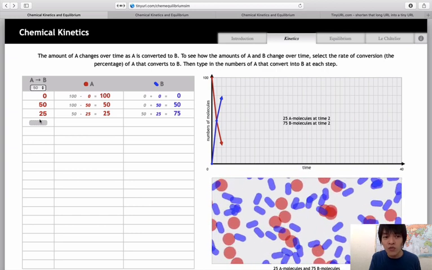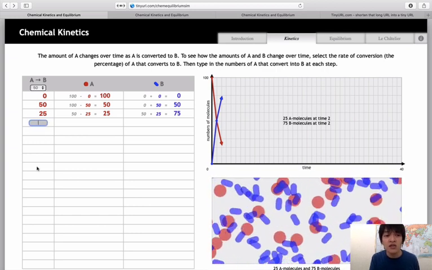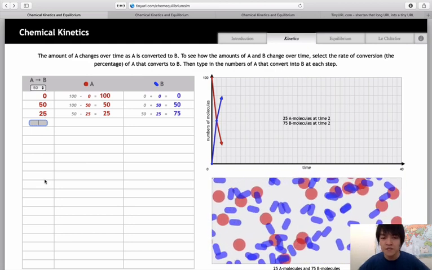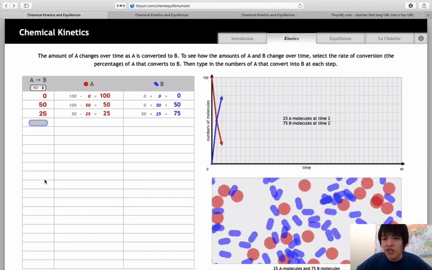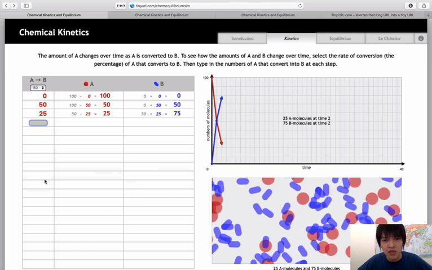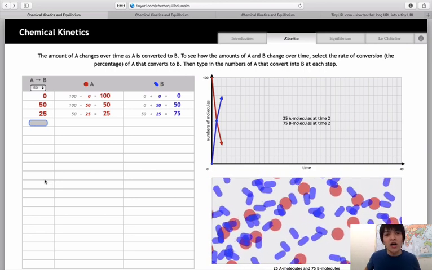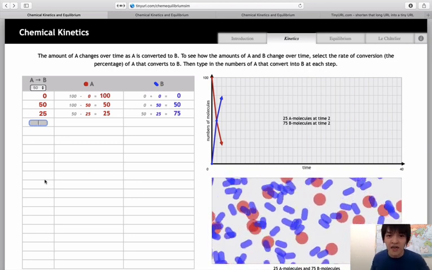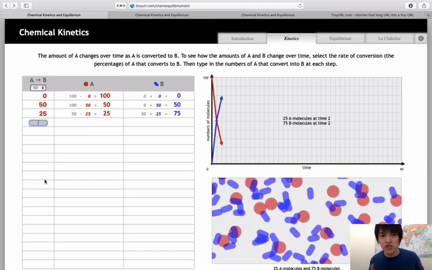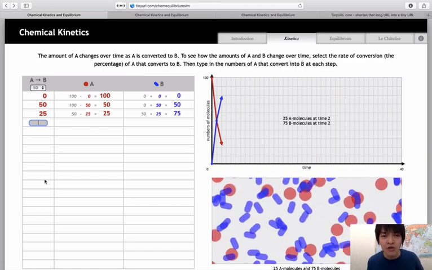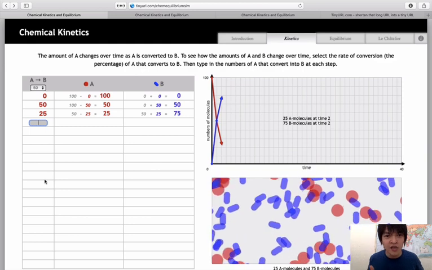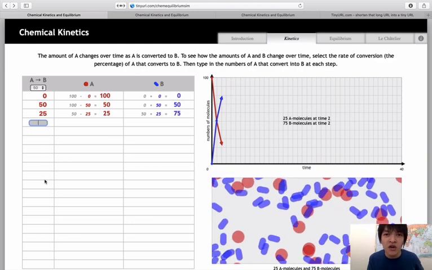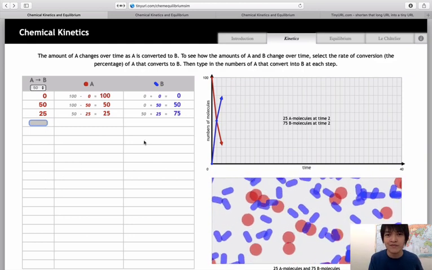I'm going to stop at this moment, but I want you to continue doing this calculation with your calculator until you reach a point where it seems like you've stopped. Once you have reached that point, you can go ahead and try the equilibrium tab, which is what I'm going to be doing right now. So pause the video, try the kinetics one first. Once you're done, you can go on with the equilibrium one.